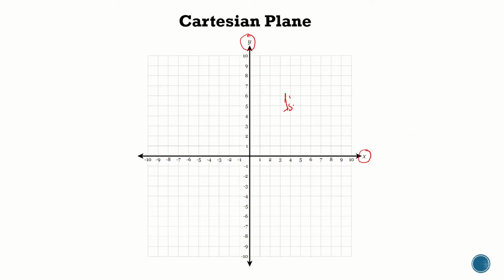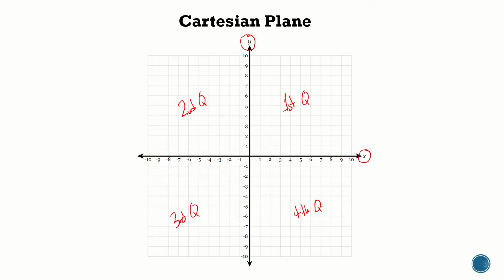This is the first quadrant. This is the second quadrant. This is the third quadrant. And this is the fourth quadrant. And as you notice, the quadrants are arranged counterclockwise.